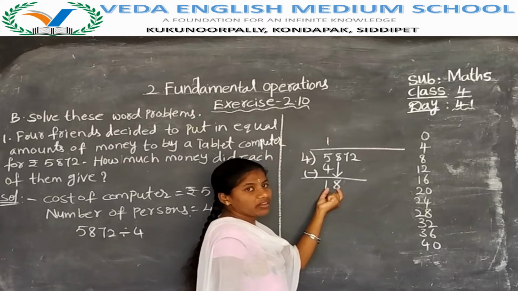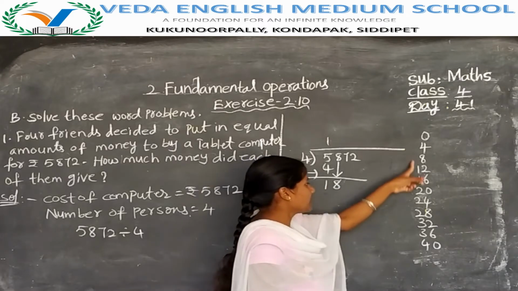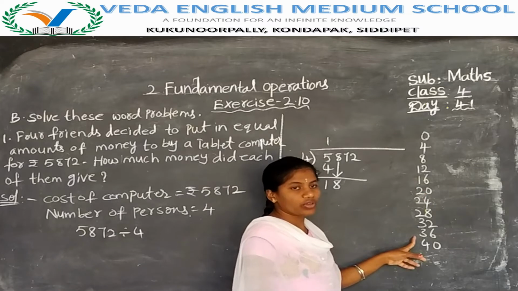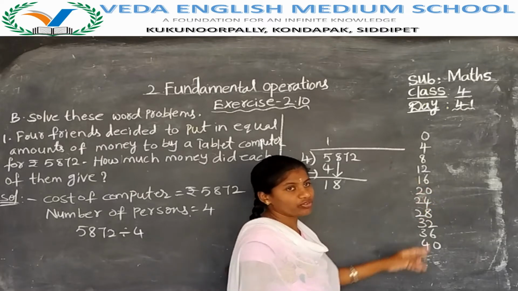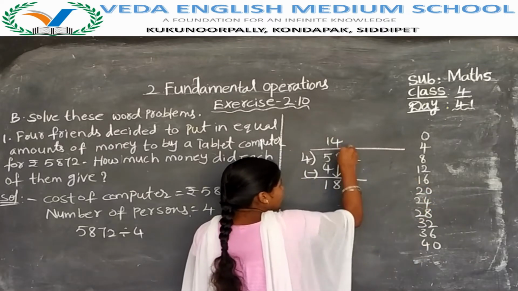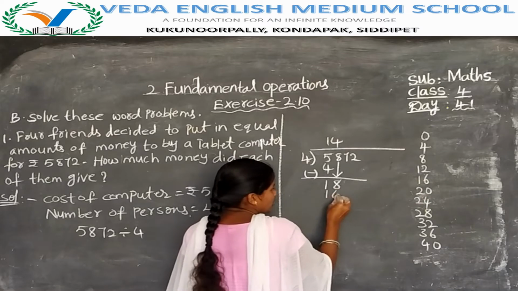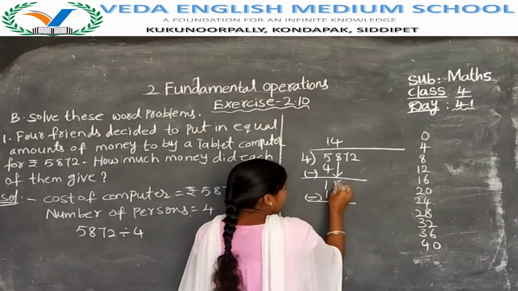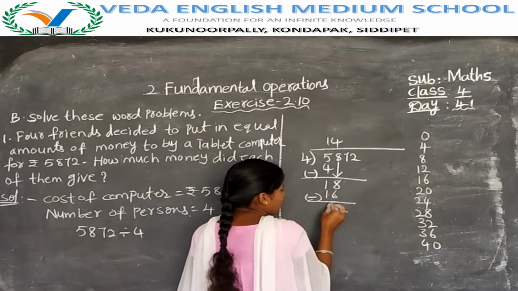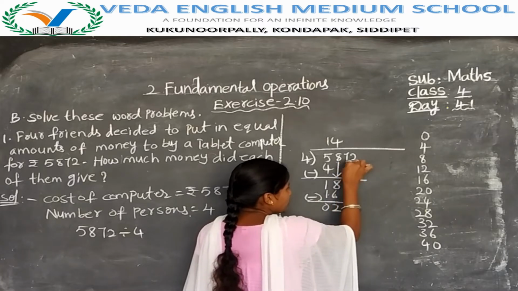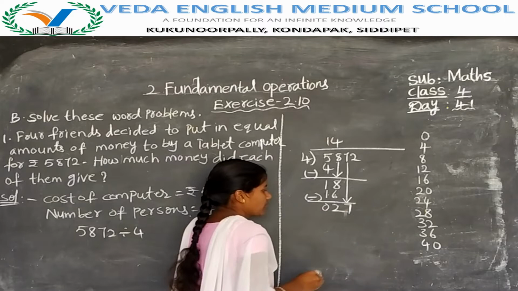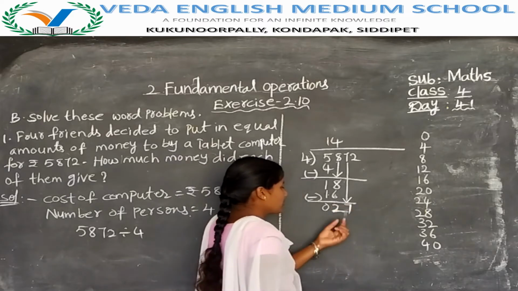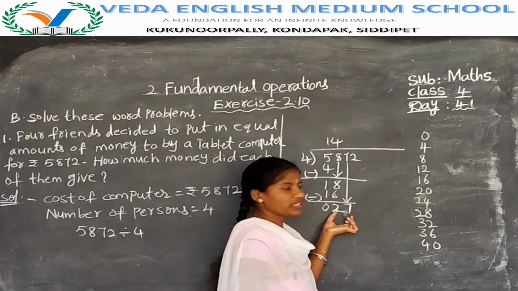This number will be 18. Is there 18 in 4 table? No, not there. If the number is not there, what we have to do? We have to take 4 fours are 16. Nearest number of 18 is 16. 4 fours are 16. 8 minus 6 is 2. 1 minus 1, 0. Now after 8, what is the next number? 7. Now bring down that 7. After bringing that 7 down, this number will become 27.